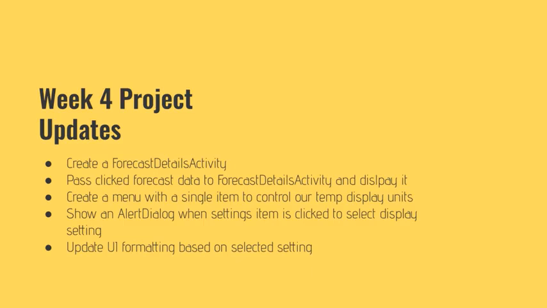We will then create a menu with a single menu item, and that menu item will help us control the temperature display unit. When we click on that menu item, we're going to show an alert dialog. And then finally, we are going to update our UI formatting based on that selected setting. And that will be done using whatever setting is stored in Shared Preferences.